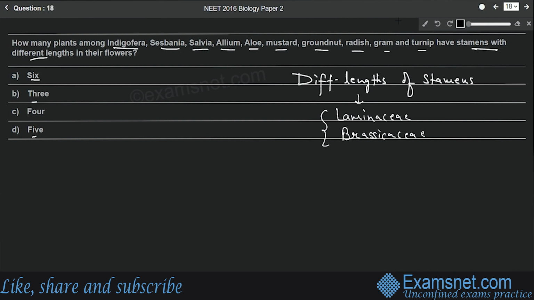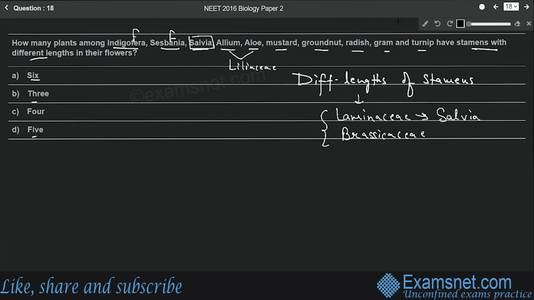The first one is Indigofera. It belongs to Fabaceae family. Sesbania also belongs to Fabaceae family. Then we have Salvia. It belongs to Laminaceae family. So one is added here, Salvia. Then we have Allium and Aloe. These two belong to Liliaceae family.